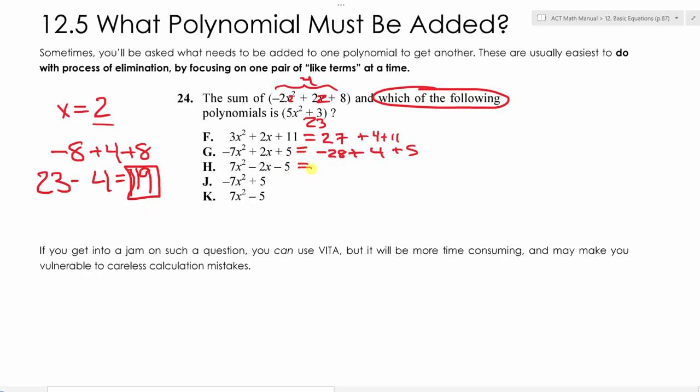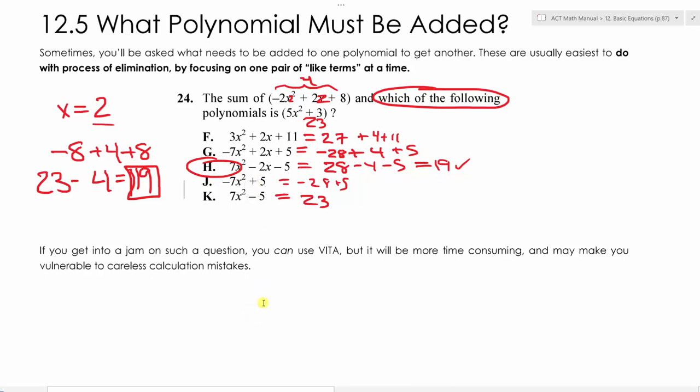This one is going to be positive 28 minus 4 minus 5. That's 28 minus 9, which indeed is 19. So that one does work. This is, again, going to be negative 28 plus 5. That's going to be a negative number. This is going to be 28 minus 5, which is 23. So it looks like answer choice H is the only answer that works, and I'm done. So that's how you would apply VITA on a question like this.